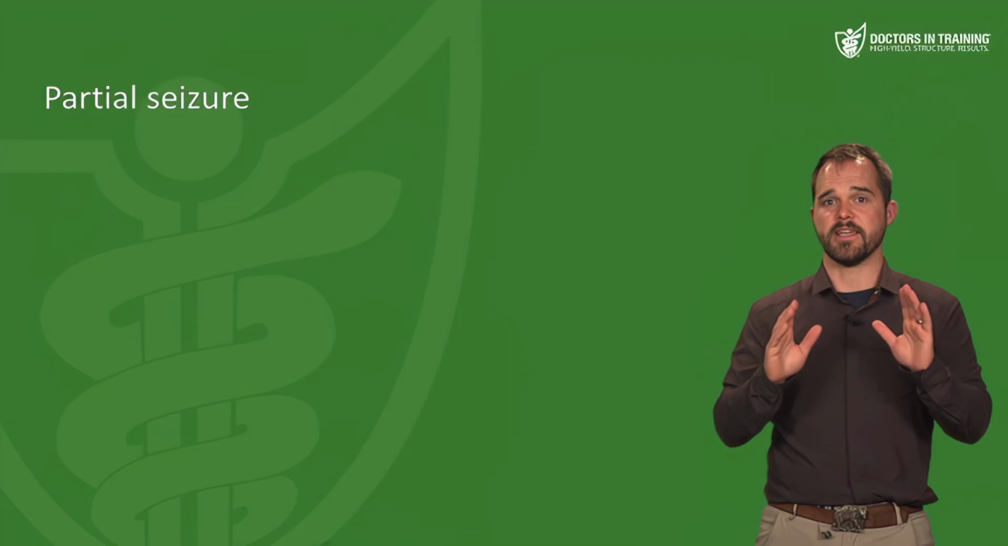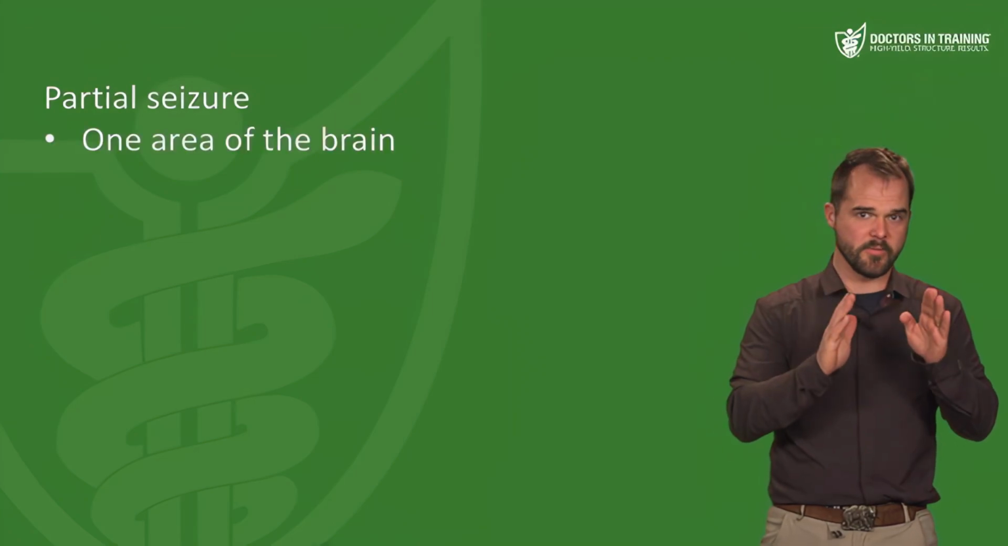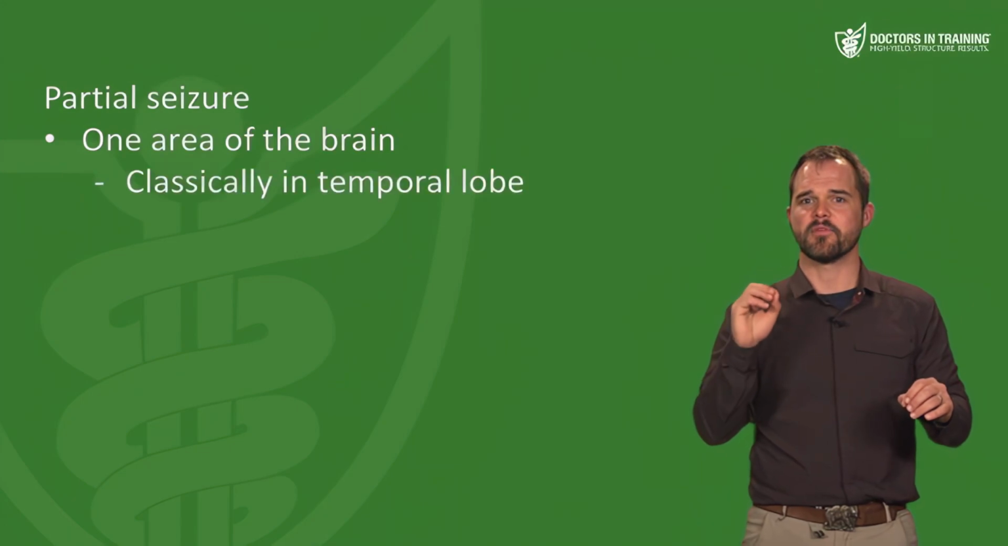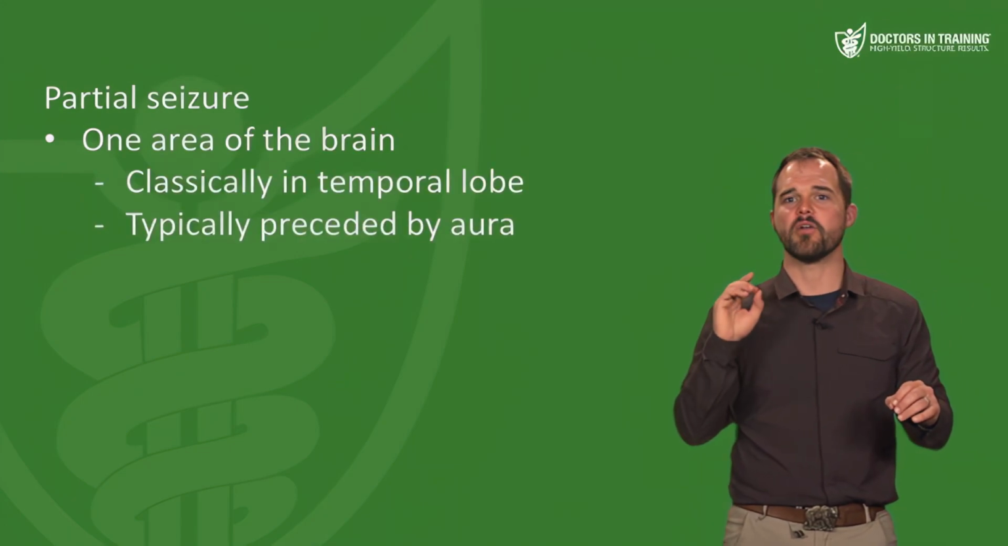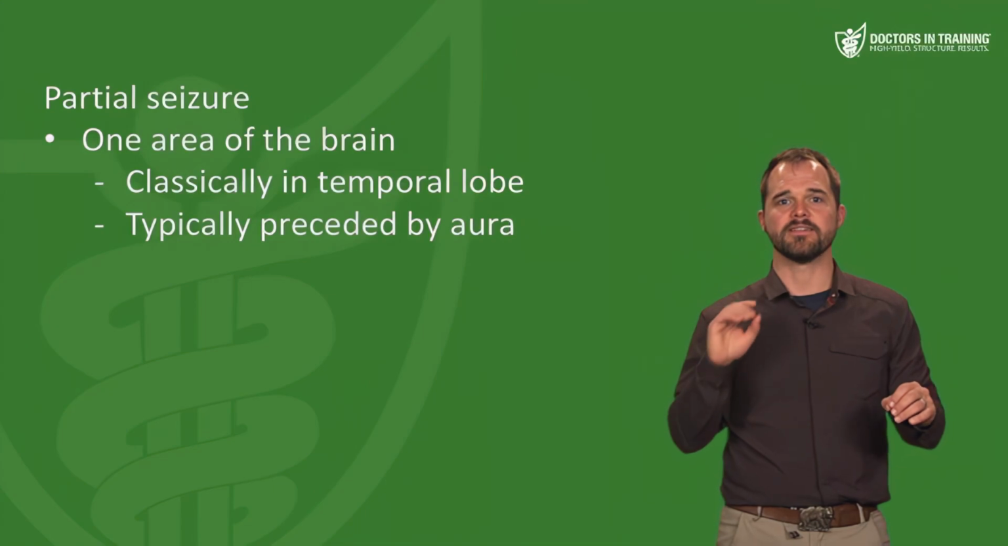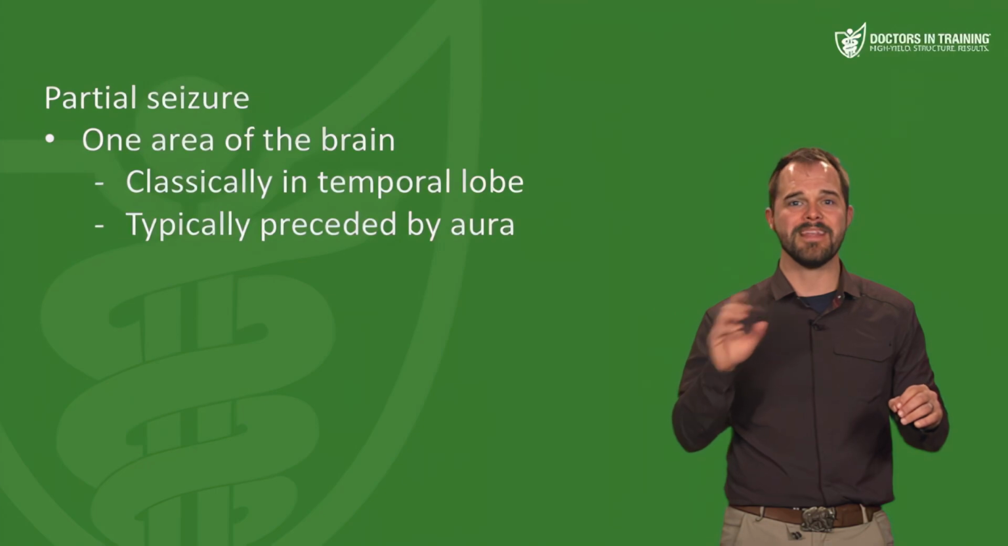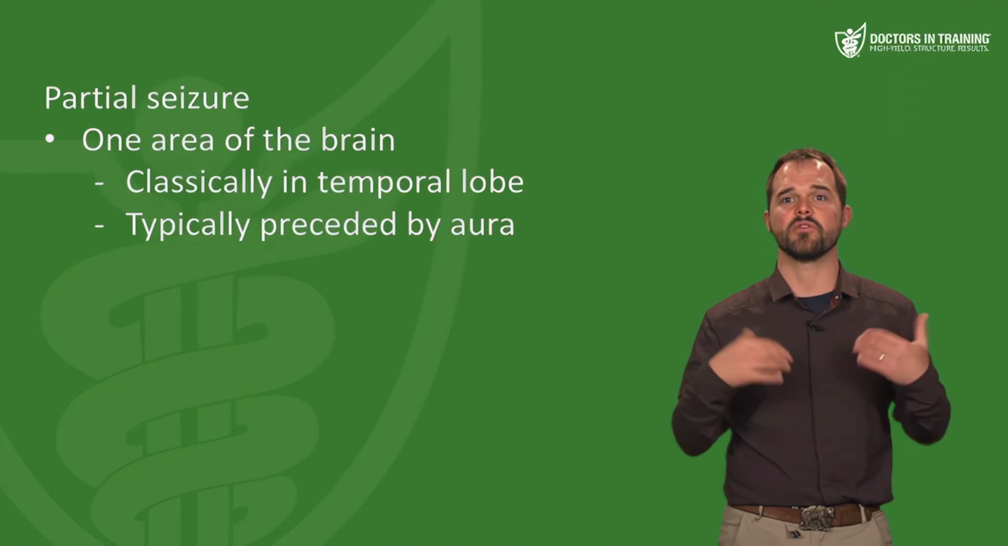Hey guys, Dr. Carmichael here, and in this lecture we're going to be looking at seizures. So what's the difference between a partial seizure and a generalized seizure? Well, partial seizures indicate that it's occurring only in one part of the brain, and it kind of says that in the name. Classically, this is in the temporal lobe, and typically these are preceded by an aura. One classic aura is the smelling of burning rubber or burning tires, but auras can be many things like tunnel vision, deja vu, or euphoria.